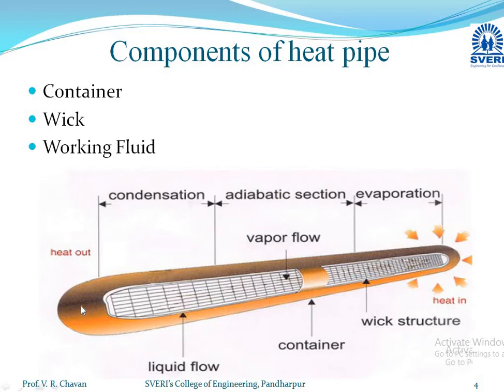Now this external shell you can see is the container or envelope, and inside it all the construction of the heat pipe is included. This mesh type of structure that you can see is called the wick structure, and the liquid flows inside that wick structure.